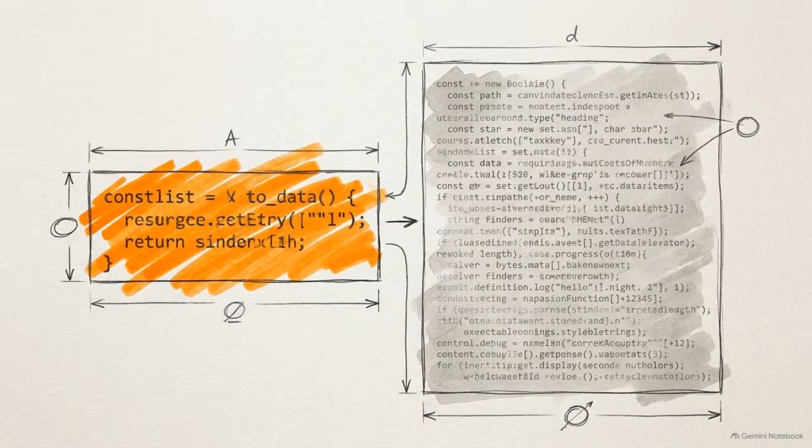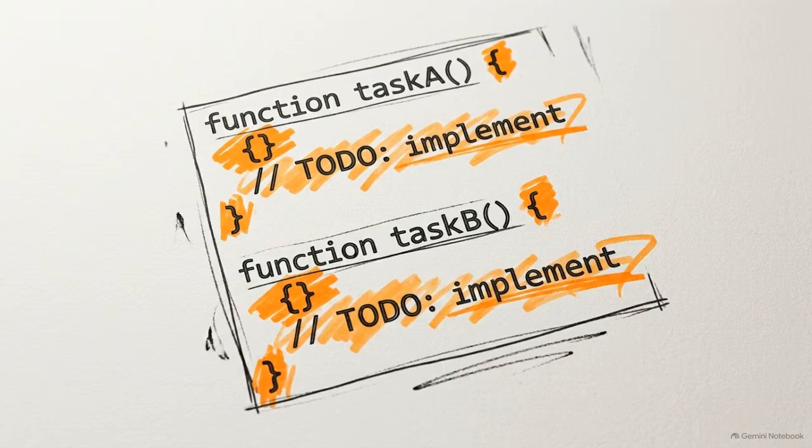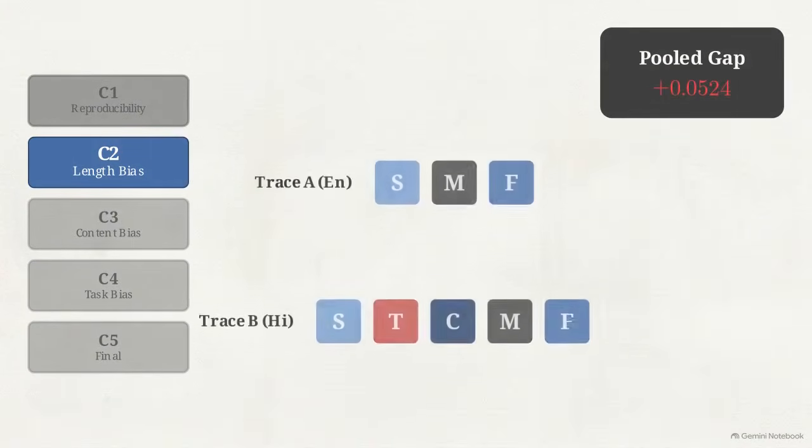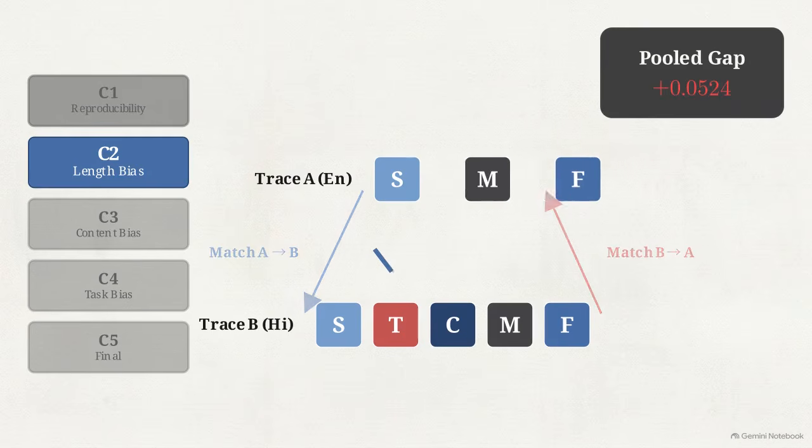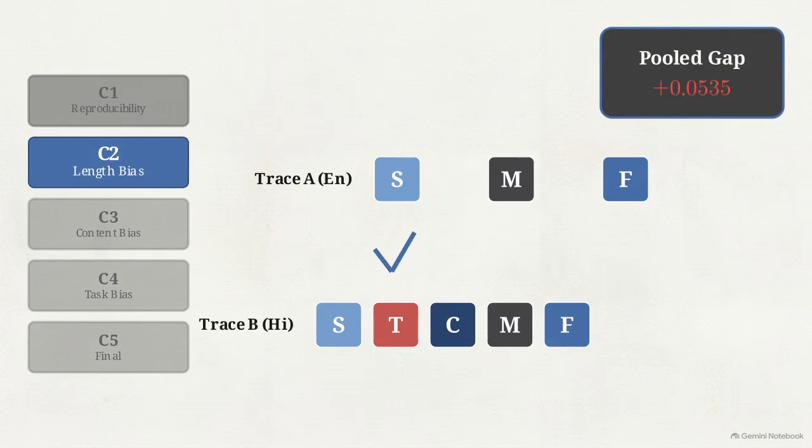Next is C2, length bias. Because the similarity equation intrinsically favors shorter sequences, removing a tool creates a false compression echo. Shorter traces mathematically masquerade as better policy retention. The mandatory correction is bilateral length matching. We only accept the estimate when length comparisons agree in both directions, pushing our pooled gap tracker up to 0.0878.